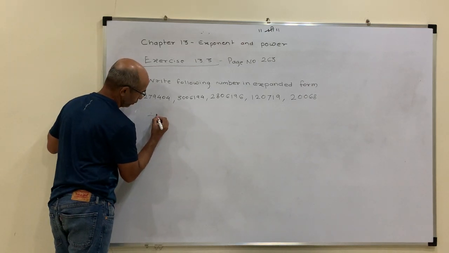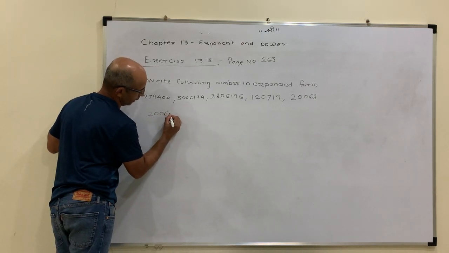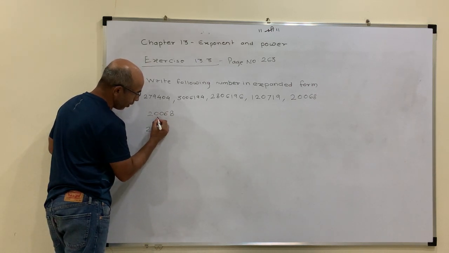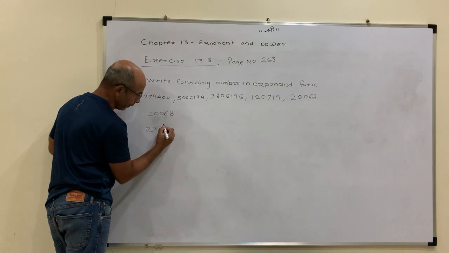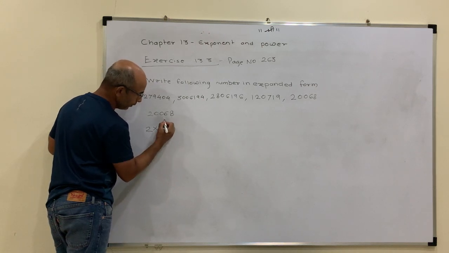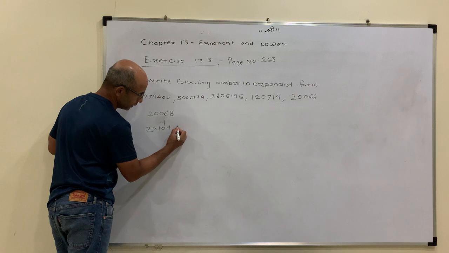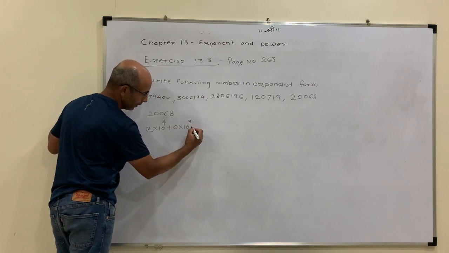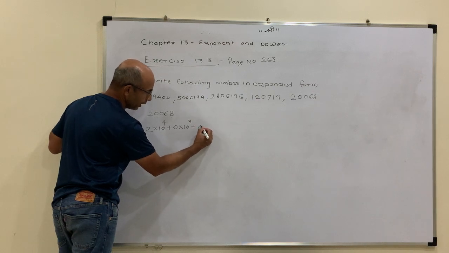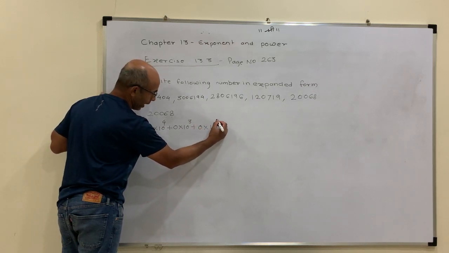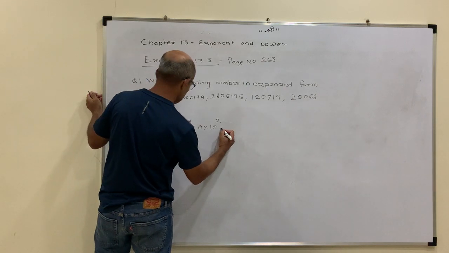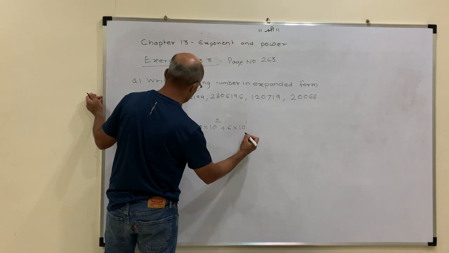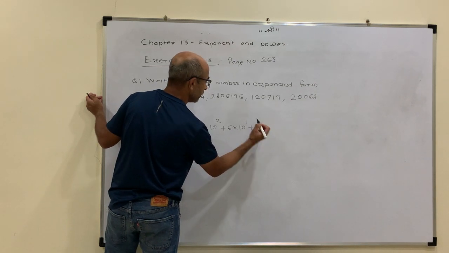And now the last one, 220,068. So now 2 into 10 raised to 5, plus 2 into 10 raised to 4, plus 0 into 10 raised to 3, plus 0 into 10 square, plus 6 into 10 raised to 1, and then plus 8.